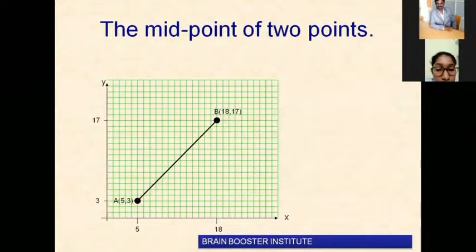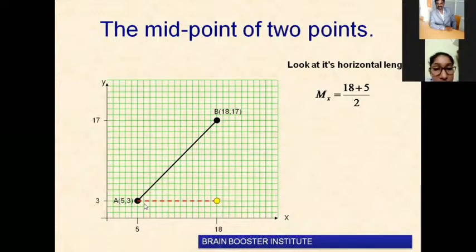Now look at this horizontal length. What is the horizontal length here? Very good. Already we have seen it in the previous problem. So nothing but 18 plus 5 by 2. How do we get 18 plus 5 by 2? By adding them, sir.